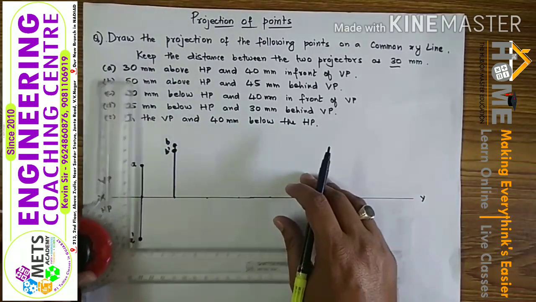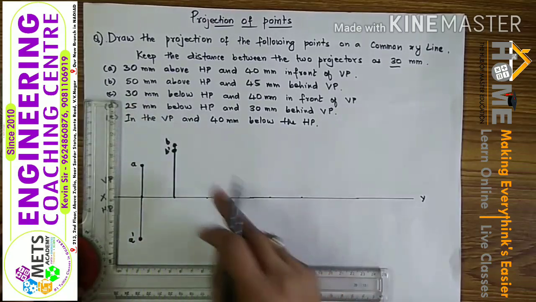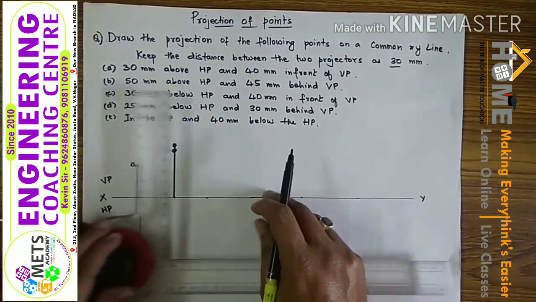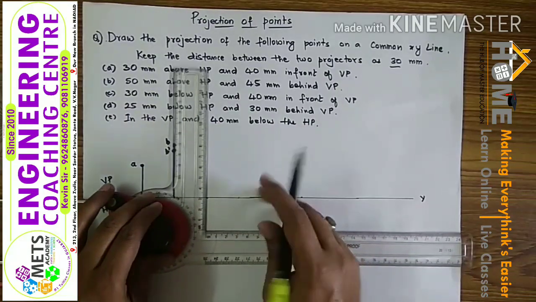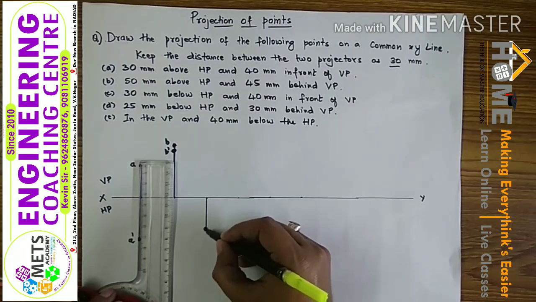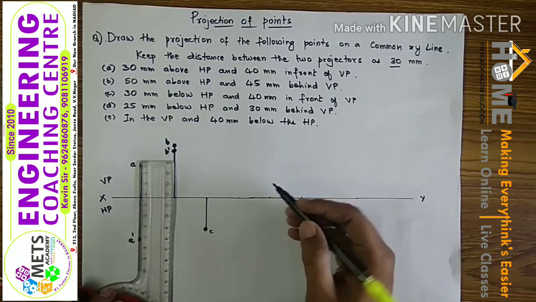Then next, C, 30 mm below HP. Below HP means HP below, so I have to take 30 mm downwards only. 30 mm like this. Project the point. This point I have called C.